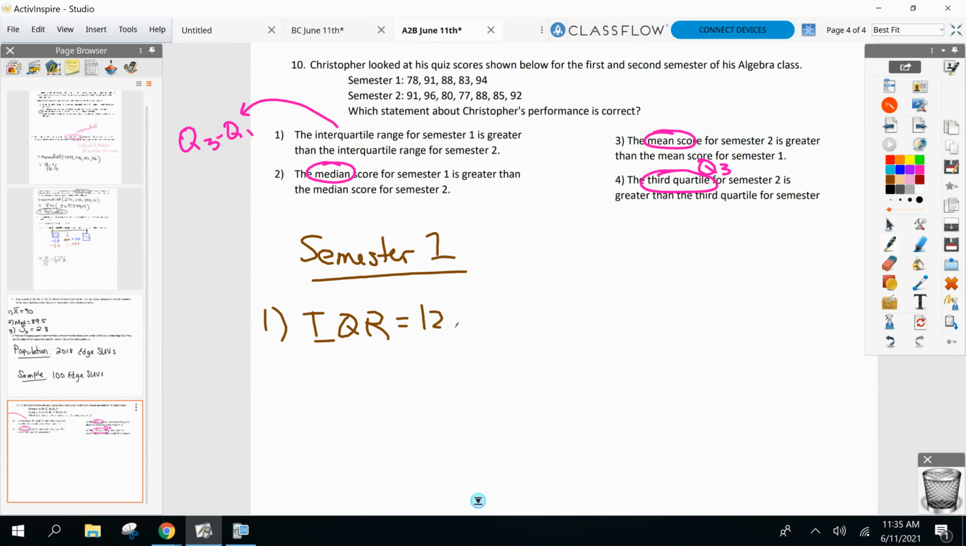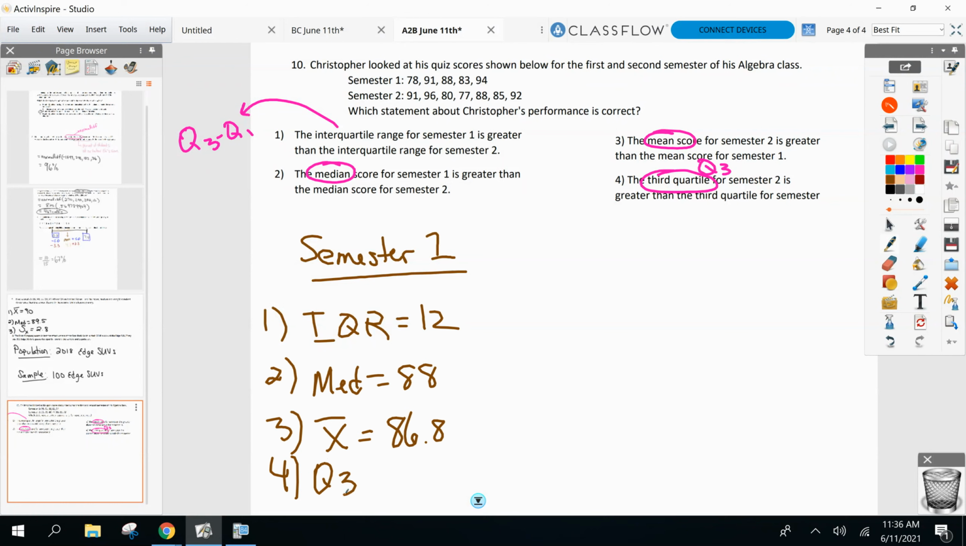12. All right. What's up next? Median. 88. Yep. Next one we're asked about, mean. 86.8. Yep. And then how about quartile 3? 92.5. All right. Thanks, Colin. Appreciate it. Now we got to compare the same values to semester 2 grades, and that's who's coming up next. About to call on.